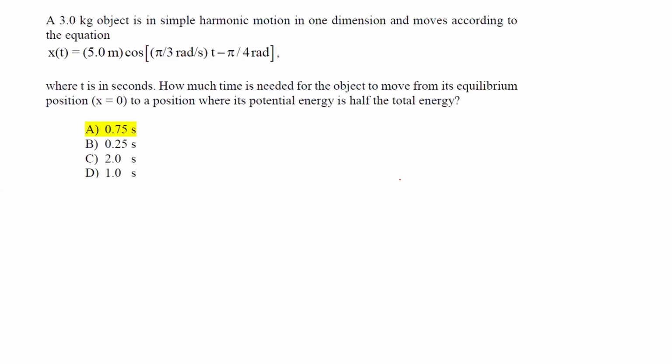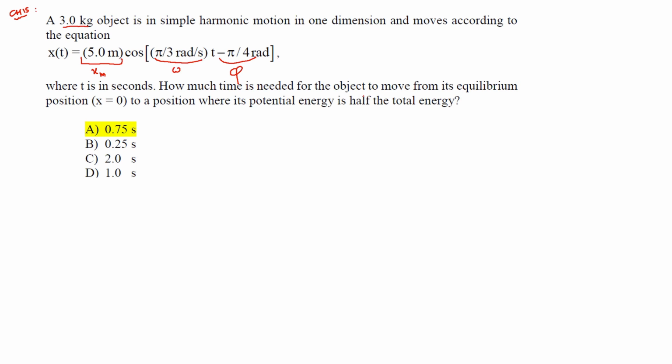Okay, let's solve the first problem. It's related to chapter 15. So let's read it. We have a 3 kilogram object. It is in a simple harmonic motion, in 1 dimension. It moves according to this equation here. So here I gave you x_m, of course, x max, equal to 5 cosine of omega t plus phi, where omega is pi over 3 radian per second, and phi is equal to minus pi divided by 4.